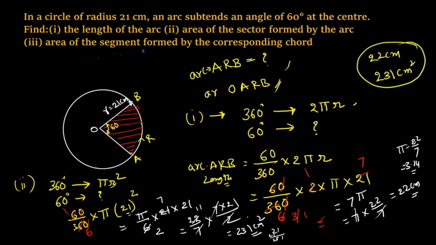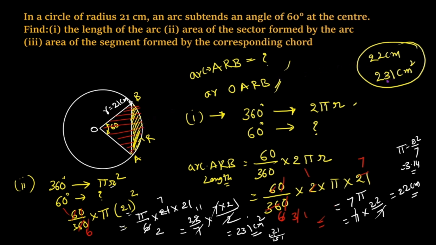The area of the segment formed by the corresponding chord. Corresponding chord means, from these two points, if you join this line, then this is called the chord. The area it forms is the segment area. So the yellow highlighted area we need to find. How do you find this yellow highlighted area? It is the total sector area, that is OARB, minus this triangle area. If you subtract it, you will get this segment area.